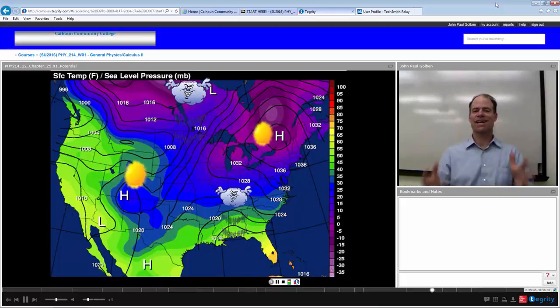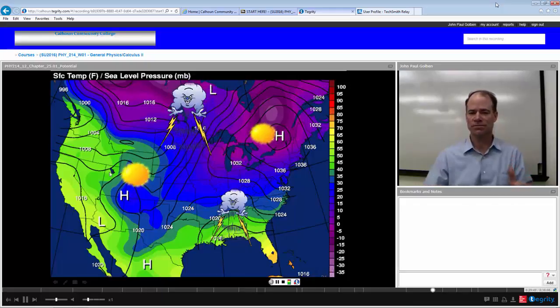But we can see that the contour map tells us a lot about the weather in terms of isobars.